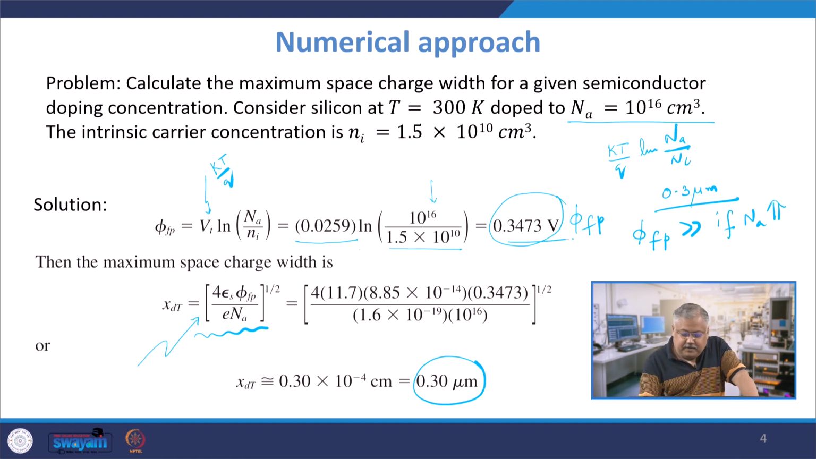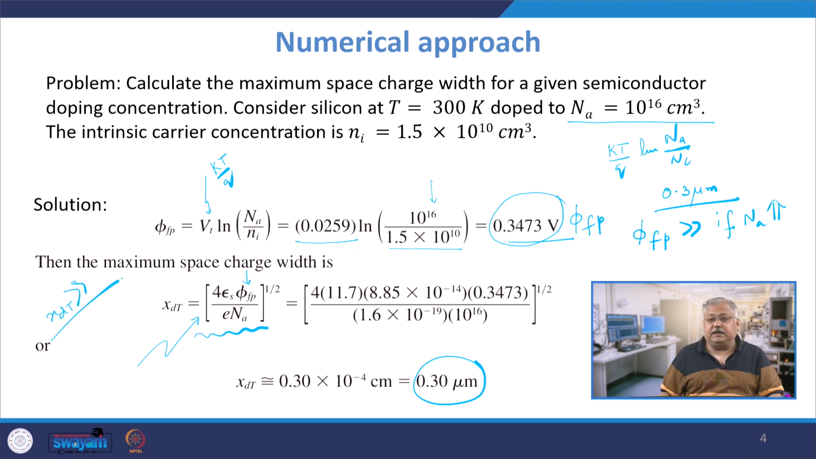So if phi fp becomes large, you place this phi fp here, your xdt also becomes large, xdt increases, which means that you can predict that as you go on increasing the value of the acceptor ion concentration, you will automatically get a larger and larger amount of space charge in the depletion region. Please keep this concept in mind because we will be using it when we derive the ID-VD approach.